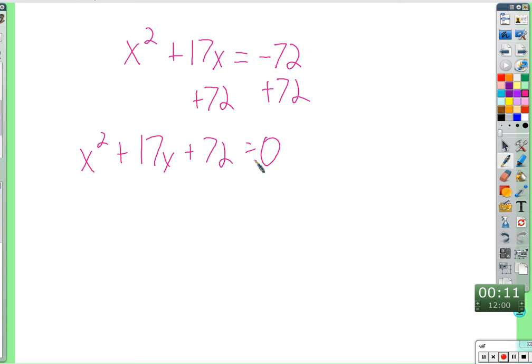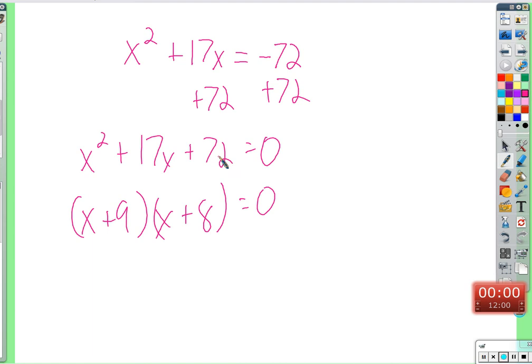Now it equals zero. That is key. If it doesn't equal zero, it doesn't matter. It's got to equal zero first. Now that it equals zero, we want to try and get it to be factored. That's some big numbers. Anybody got it? Nine and eight. 9 times 8 is 72. 9 plus 8 is 17.